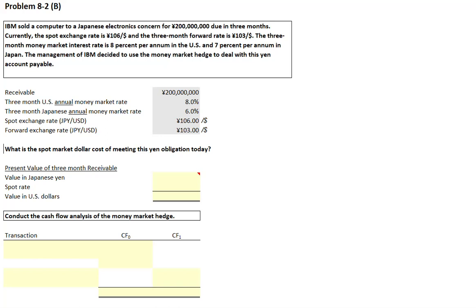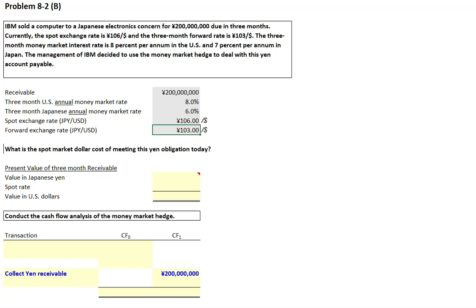In this video, we're going to construct an accounts receivable foreign exchange money market hedge, and we'll compare that with the cash flows for a traditional forward market hedge. We're told in this problem that we are going to collect 200 million yen in 3 months. The US annual interest rate is 8%, the Japanese interest rate is 6%, the current spot exchange rate is 106 yen per dollar, and the forward rate is 103 yen per dollar.